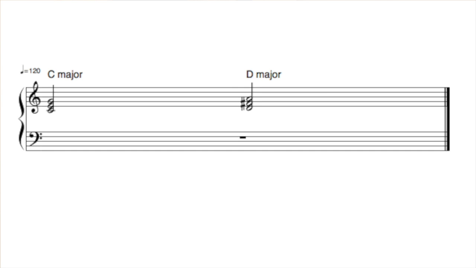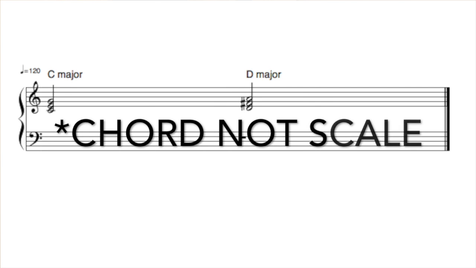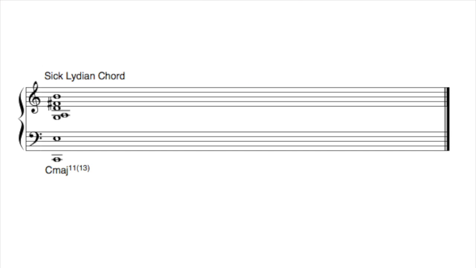A good way to think of it is if you play a D major scale over a C major scale, like this. Lydian is a beautiful mode and probably my personal favorite at the moment. Here are a couple examples of how to use it in proper music.